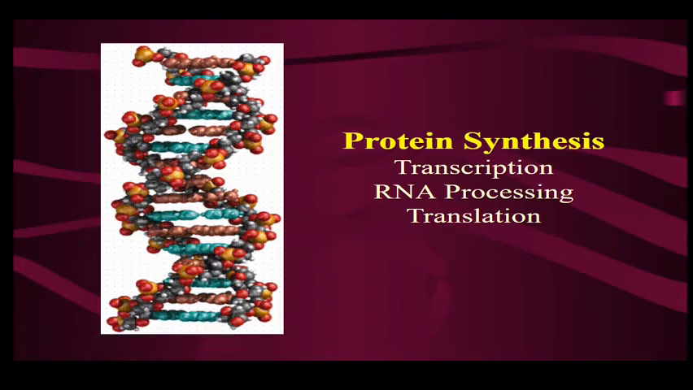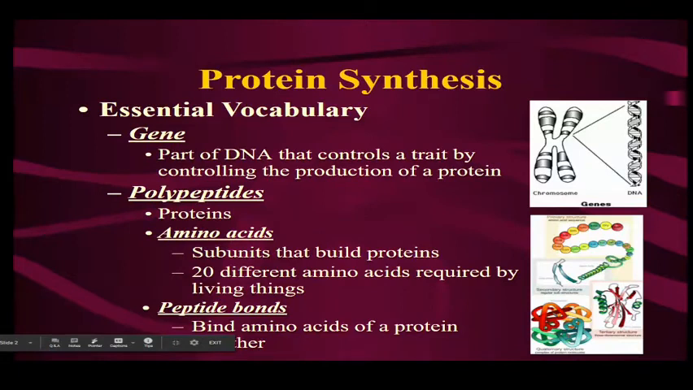This section of notes is on DNA's job of protein synthesis, which has 3 stages: transcription, RNA processing, and translation. So some essential vocabulary that we'll need to know for protein synthesis: gene, which is a part of DNA that controls a trait by controlling the production of a protein.